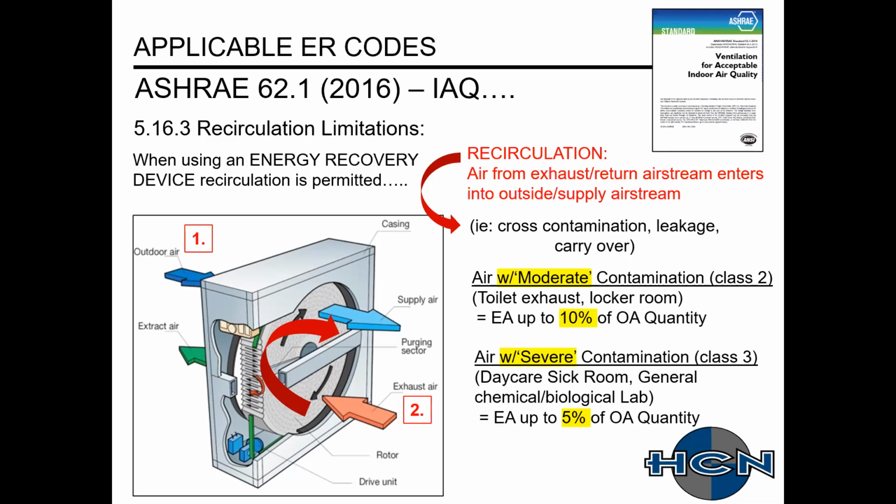And then if your air is contaminated, a little bit dirtier, they use the term severe. This is also known as class 3. Some examples would be air from a daycare sick room, and general exhaust air from a biological or chemical lab. The exhaust air quantity is allowed to be up to 5% of the outside air quantity.